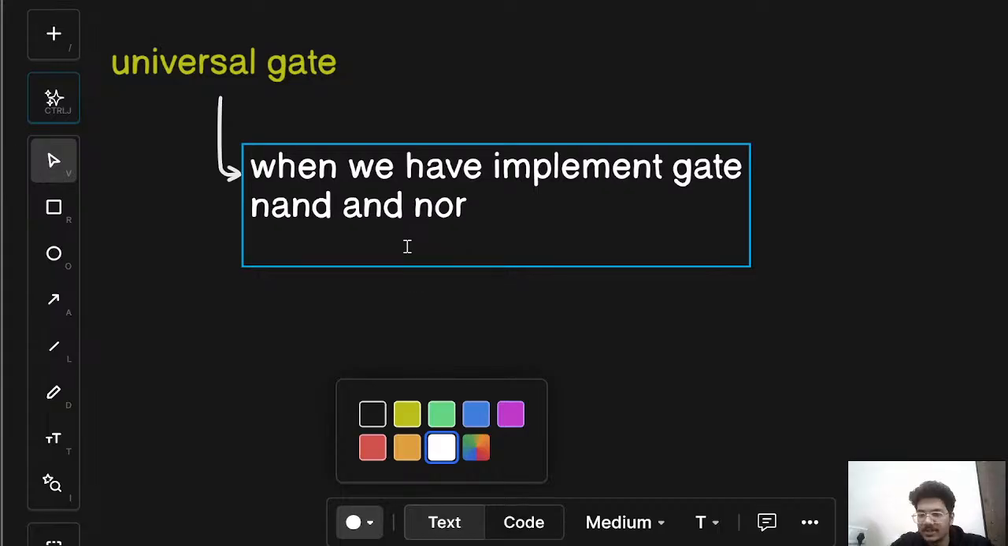And the next question is about adders. All the implementation-based questions we will do in the next session. For now we only see what adders are.